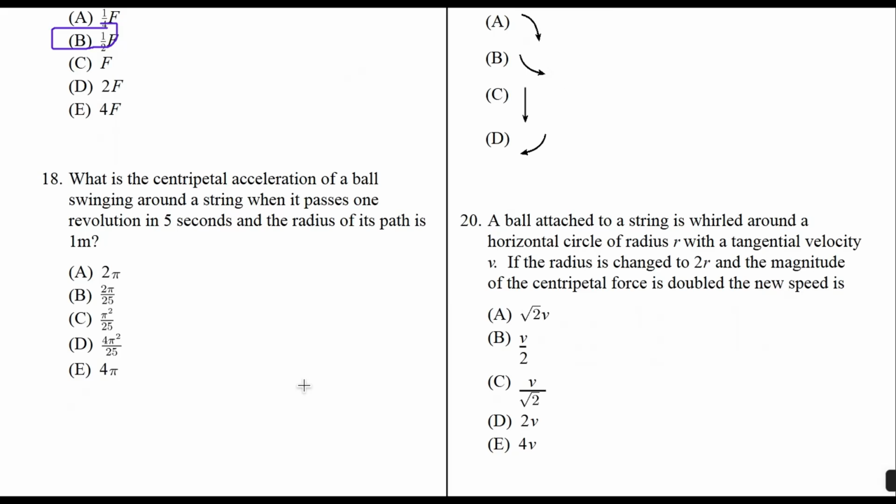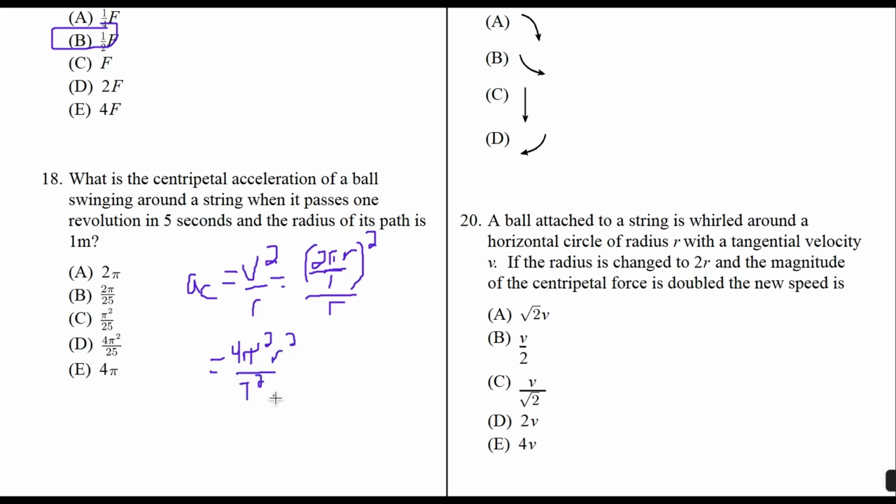Okay, so this is actually pretty similar to the previous question. I think it was 16, where they give us all this information. They want the centripetal acceleration. So again, we're going to be doing v squared over r. We're going to replace v with 2 pi r over t, squared, over r. So we end up getting 4 pi squared r squared divided by t squared, divided by r.